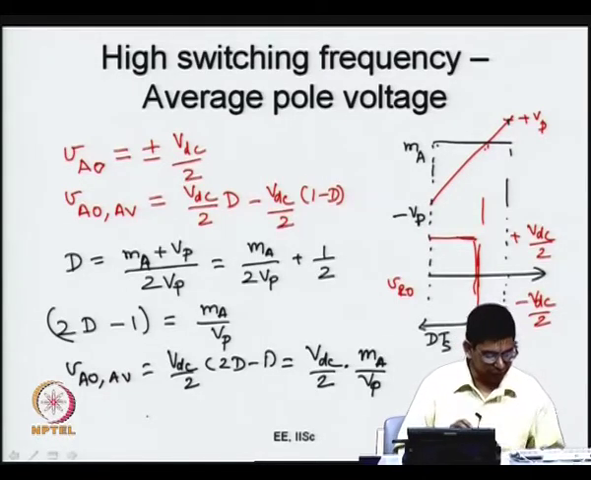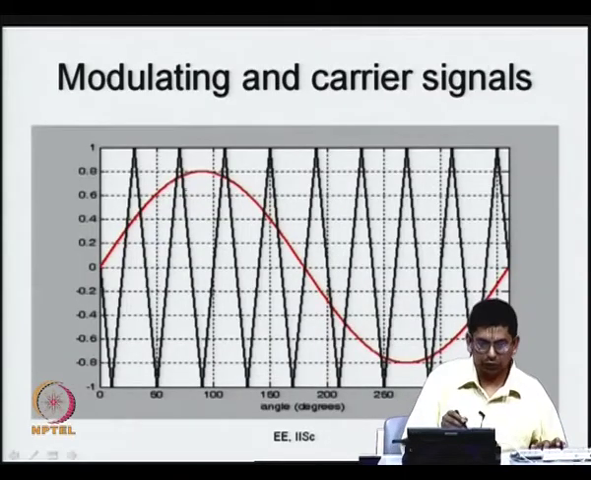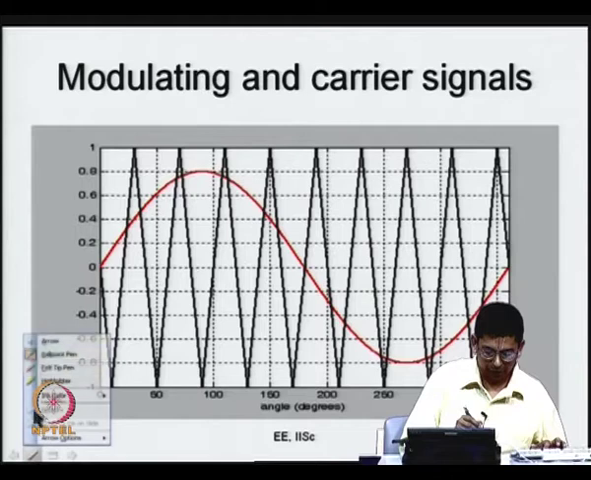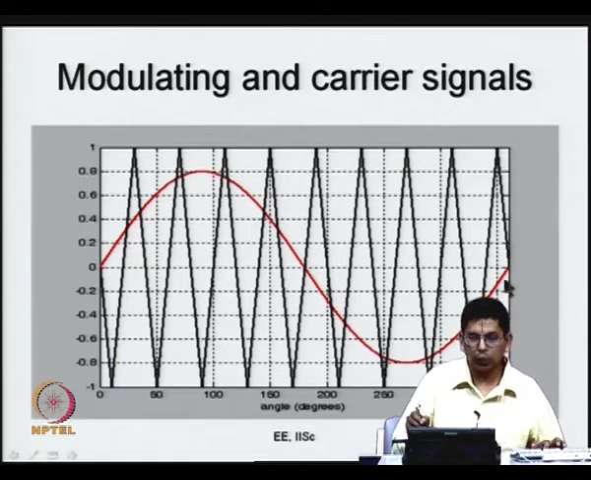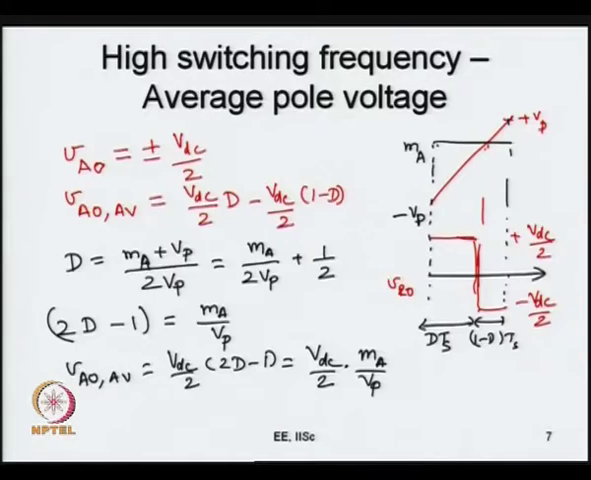Now, this modulating signal is sinusoidal. MA is sinusoidal for us here. So, if MA is sinusoidal, you are going to get a sinusoidal average pole voltage. That is the idea. Now, this is the idea of using a sine wave also. The average pole voltage varies in a sinusoidal fashion, because this MA that you have here is a sinusoidal signal. So, we can call it some Vm sin omega t or so. So, this is your average pole voltage now.